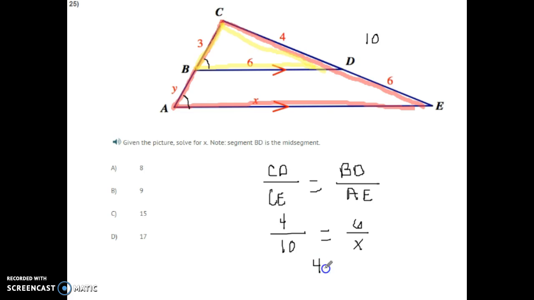So we've got 4x, cross multiply, is equal to 10 times 6. 4x is equal to 60. Divide both sides by 4, and x is equal to 15.